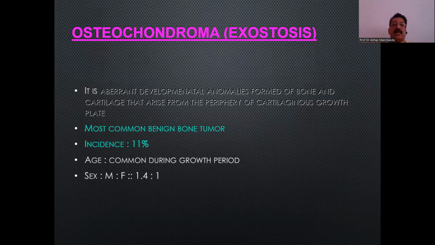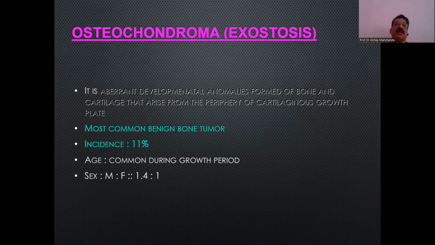Another important benign tumor is osteochondroma. That was enchondroma; this is osteochondroma, which is also called exostosis. It is an aberrant developmental anomaly in the bone cartilage arising from the periphery of the cartilaginous growth plate. So you all know there is a cartilaginous growth plate between the epiphysis and the shaft, and it is abnormal growth at the periphery.